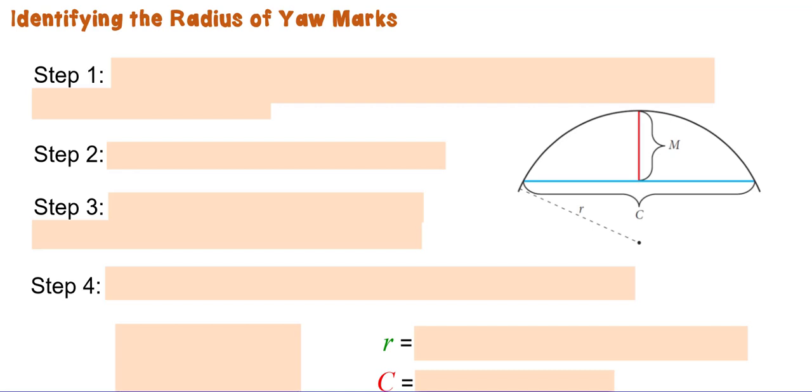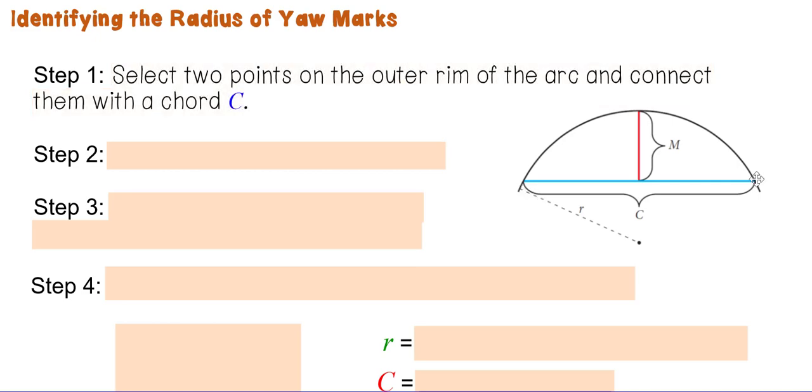So, identifying the radius of yaw marks. Before we get into the problems, the first thing I want to go over is how do we find that out. So what you would do is there are a few steps. The first step would be select two points on the outer rim of the arc and connect them with the chord C. So looking at this outline right here in black, this is the skid mark, or we would say the yaw skid mark, okay? And you're going to connect them with a chord C.